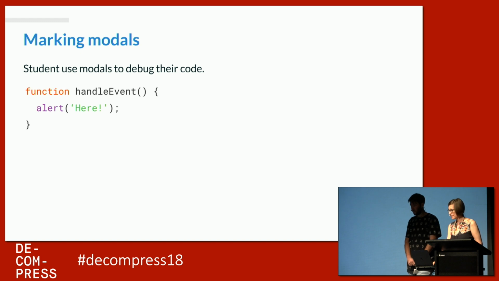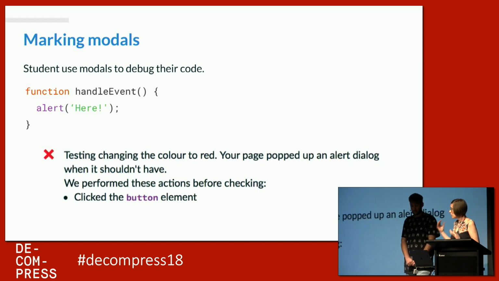But what happens if they mark this code? We're not expecting in the test for an alert to happen at this point, but we need to recover, otherwise our test will block forever trying to respond to this modal that has taken over the execution. So we give them, again, some feedback in order to allow them to proceed.